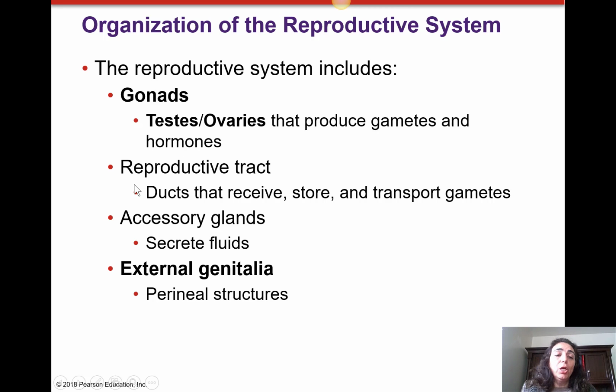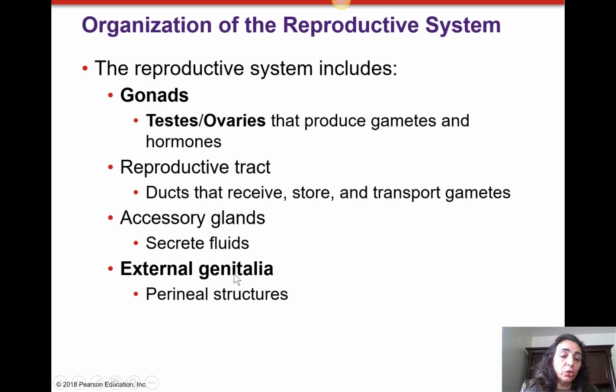Right? Besides the gonads, we have the reproductive tract, some tubes, passageways that take these sperm and oocytes and get them to the proper place that they need to be, right? Ducts that receive, store, and transport the gametes. Then we have some accessory glands that secrete fluids, and inside those fluids we have material that is necessary for those gametes, sperm and oocytes, to remain alive and functional, right?